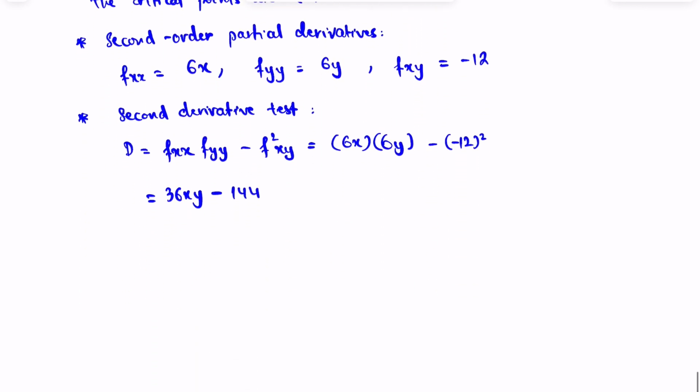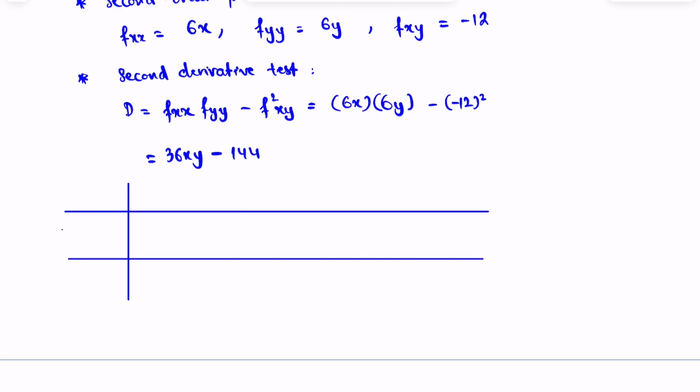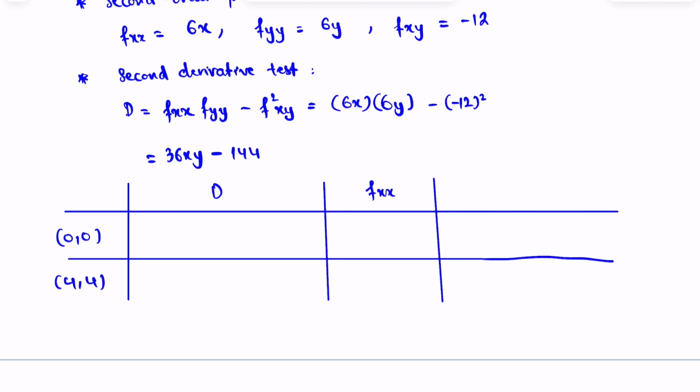So I'm going to make a table here to aid my calculations. This table includes the following information. For the first column, I'm going to have the critical points. In this case, you have (0, 0) and (4, 4). In the second column, I have calculations of the discriminant evaluated at the critical points. The third column is the evaluations of fxx. And the last column will be the conclusions that we need to draw depending on the value of D and of fxx. So, conclusions.